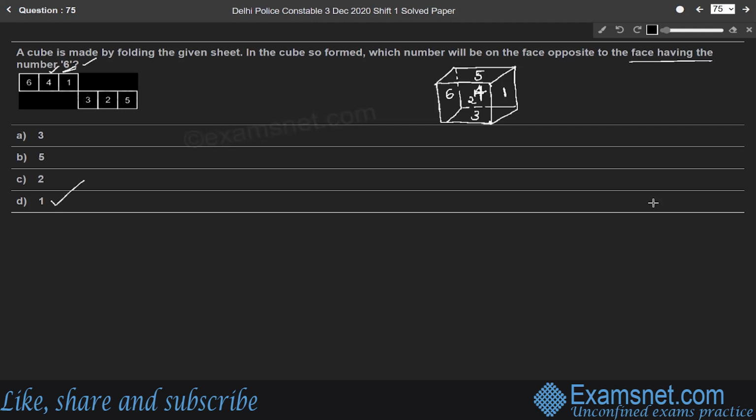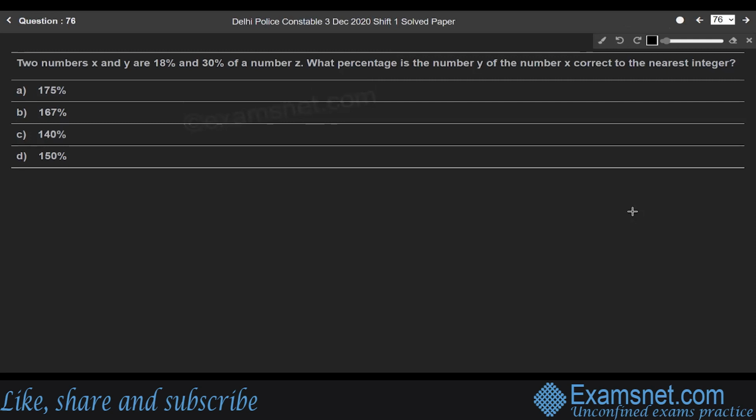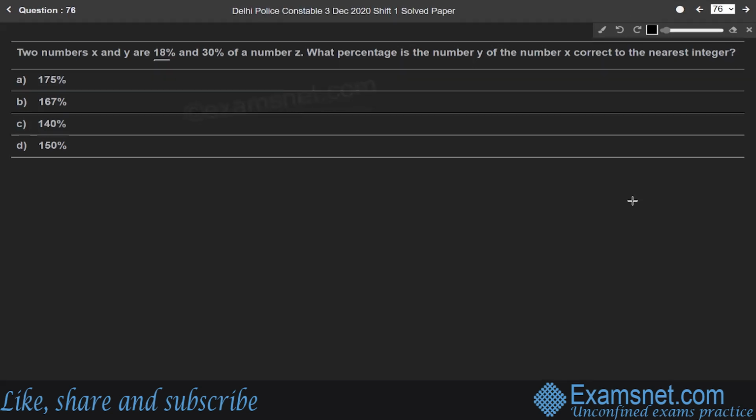Hence, option D. Question 76. Two numbers x and y are 18% and 30% of a number z. What percentage is the number y of the number x, correct to the nearest integer?